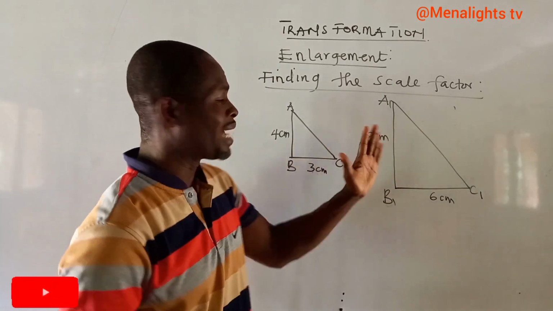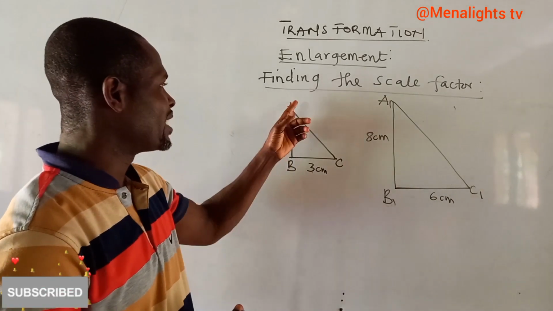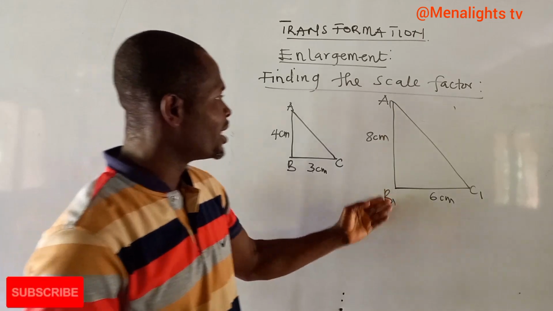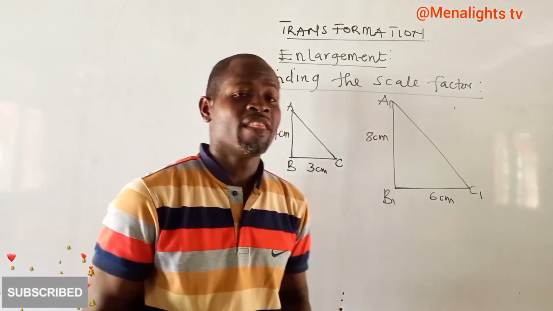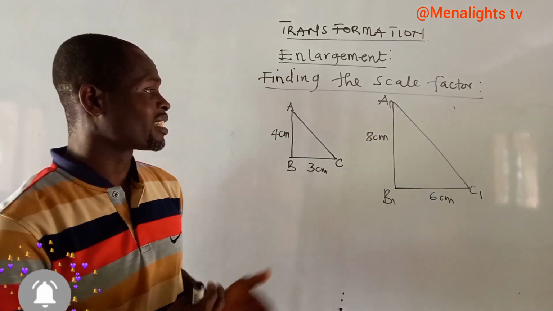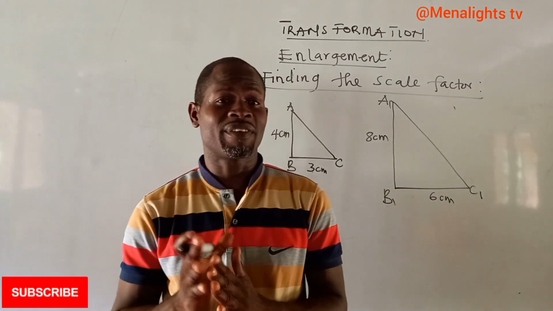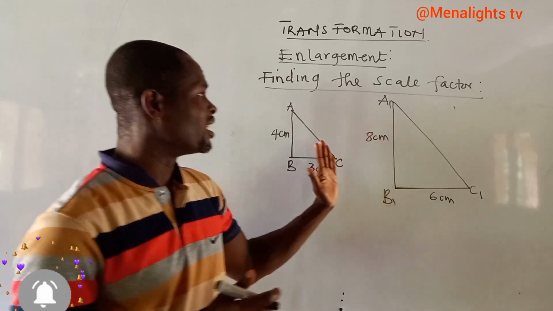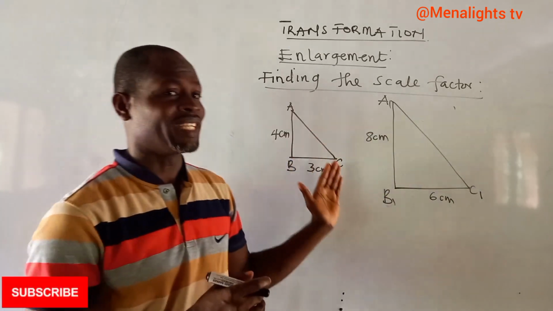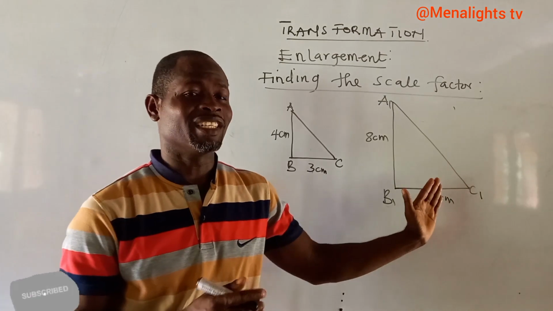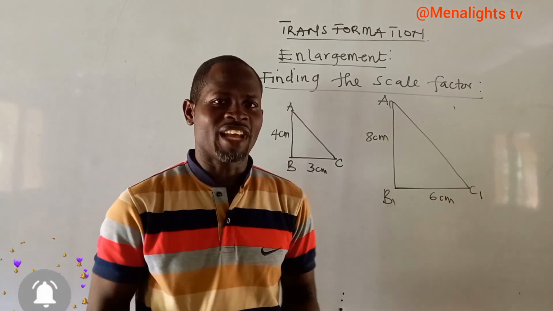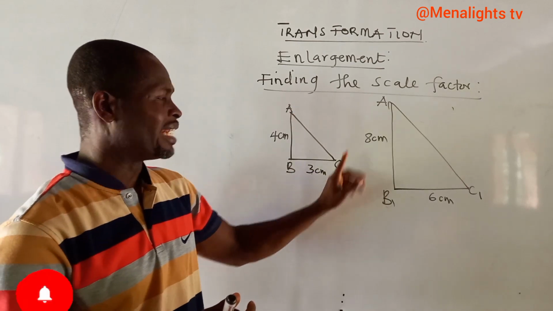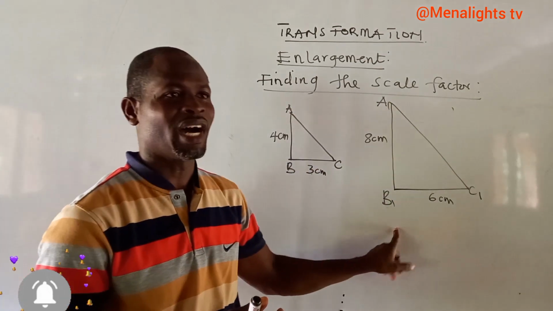Looking at these two diagrams here, we have the first one, A, B, C, and the second one, A1, B1, and C1. Now, you are asked to find the scale factor. Before you can find the scale factor, first of all, you have to identify which of these figures are objects, and which one is the image. When you look at this, we have the first one, A, B, C, and then the second one is A1, B1, C1.